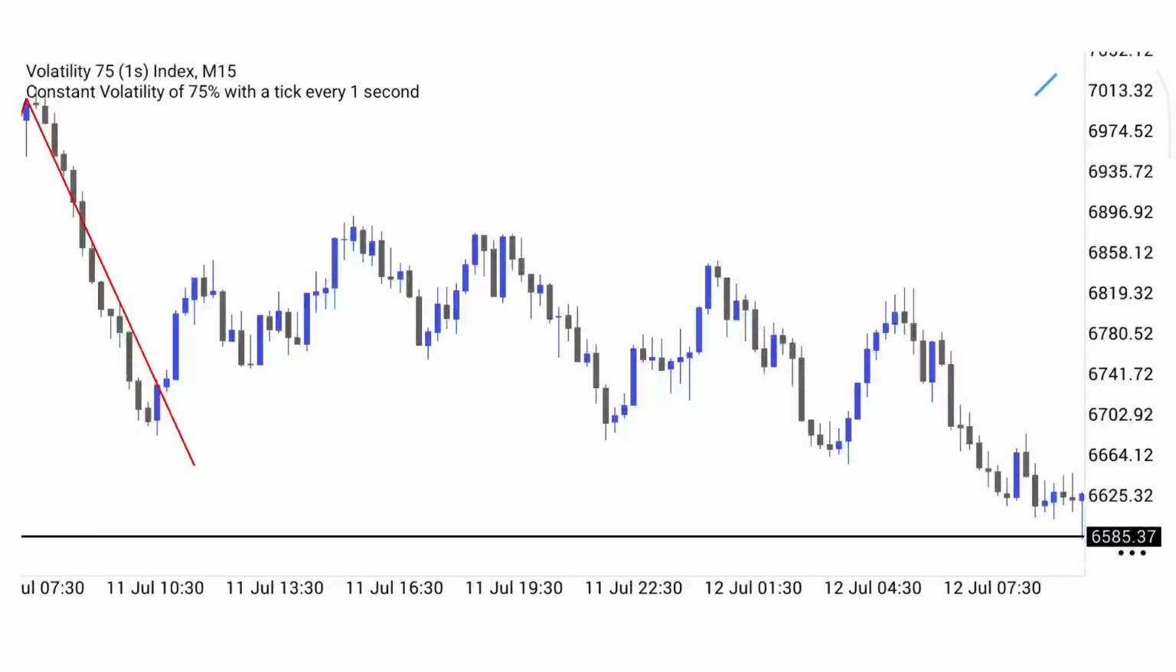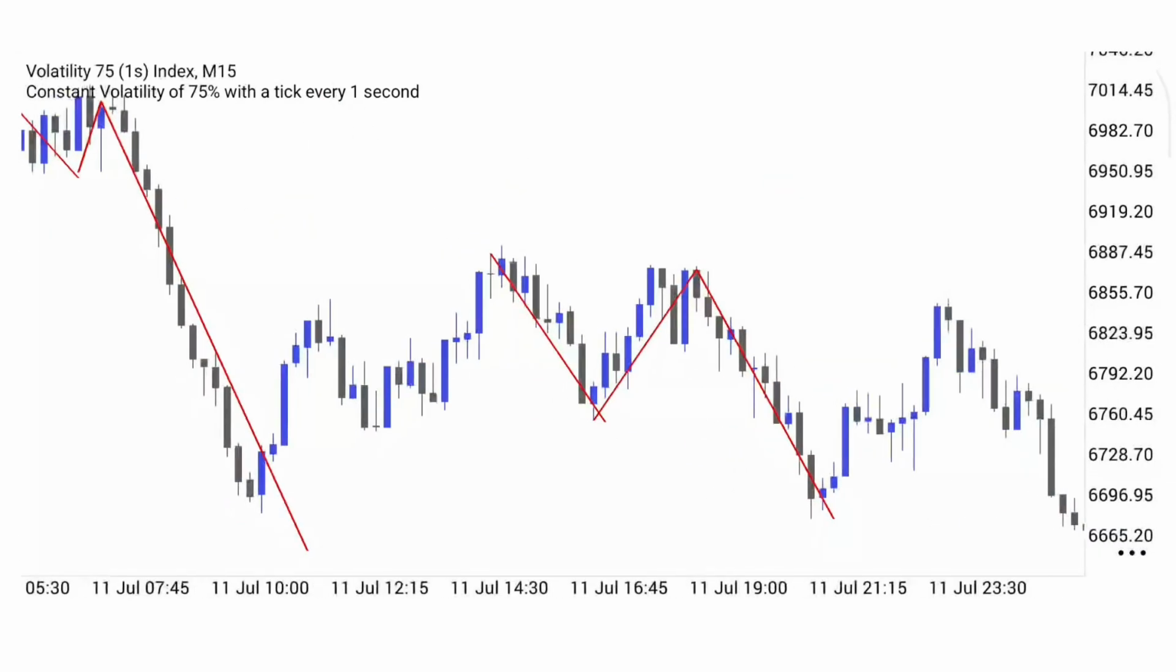Alright, so here we have the first move. This is the second move. And then we have the third move. So there are three brothers moving on the charts. Right here we have this. This represents the high and the low.